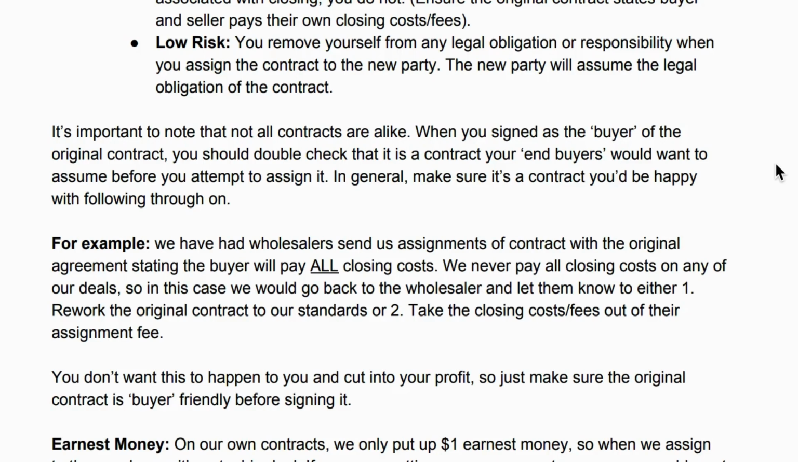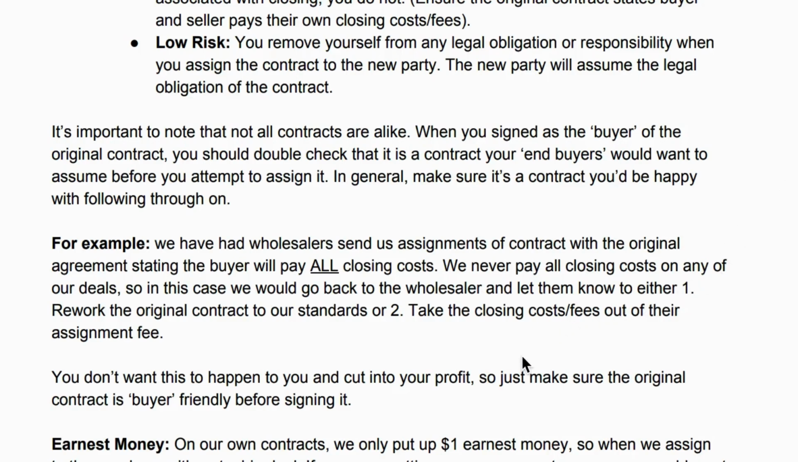So for example, we have wholesalers quite often send us assignments of contract stating that the buyer will pay all of the closing costs. Which, when we buy these properties, we're the end buyer. And we never pay all of the closing costs for the closing. So that would mean we would be paying for the seller's closing cost and our own closing costs. So since we don't do this, I usually have to bump that back and either have them renegotiate the contract and make sure it states that, or one thing that we've done also is in that assignment of contract, we stipulate that the assigner, which is the wholesaler that's sending us this deal, is the one that's going to pay these closing costs out of their own fee.